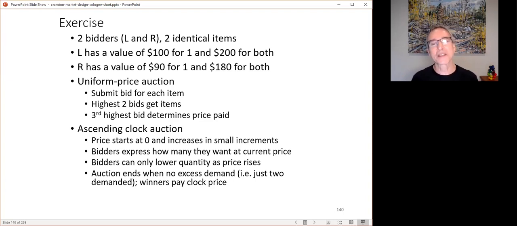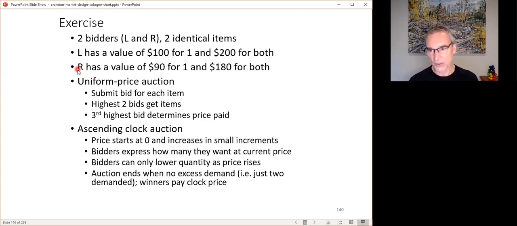Let's keep it super simple and not have any private information. I'll just tell you what your values are. If you're an L bidder, those early in the alphabet, you have a value of 100 for the first item, and the same value of 100 for the second item. So your marginal value is 100. You've got what we call a flat demand. If you win one, you get 100. If you win both of them, you get 200.